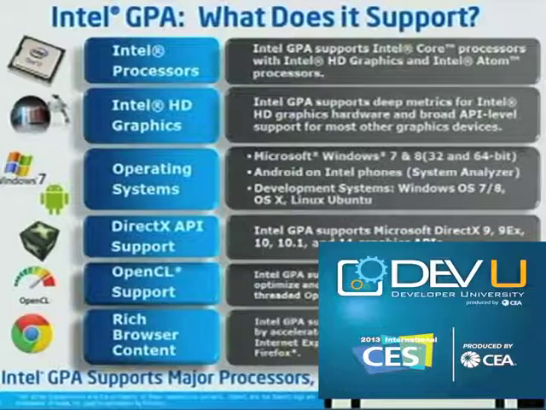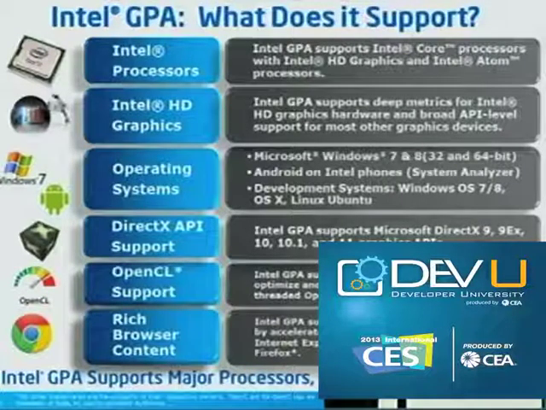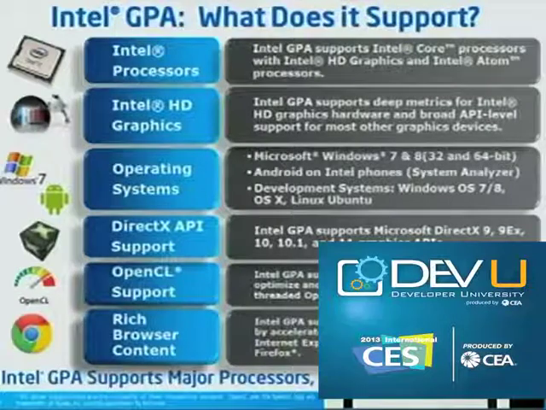We also support OS X, right? If you're a Mac developer targeting an Android phone, you can actually use GPA to do the system-level analysis to support your needs there. We support the DirectX API up to DirectX 11. We support OpenCL, as I mentioned, and also some rich browser support, so we can take a look at some of the workloads that are available in Internet Explorer 9, Google Chrome, Mozilla Firefox, etc. So basically, GPA, right? If you're primarily a game developer or a heavy graphics developer, this is the tool that should be part of your portfolio.